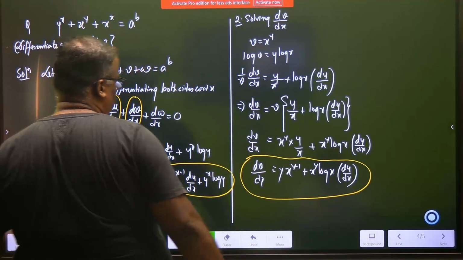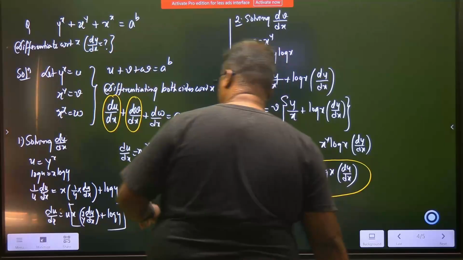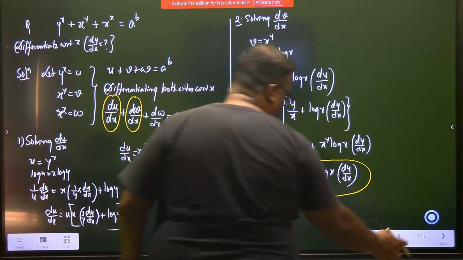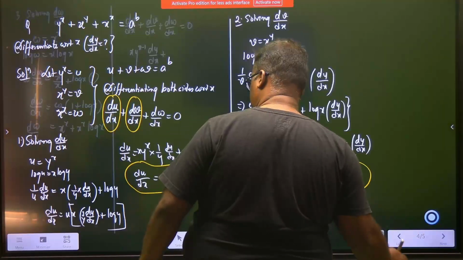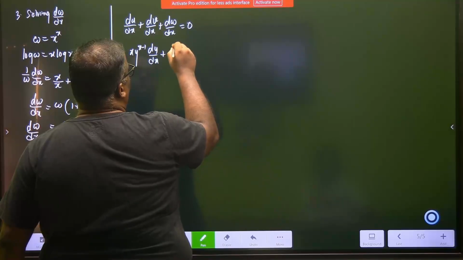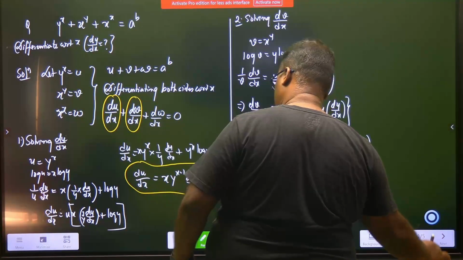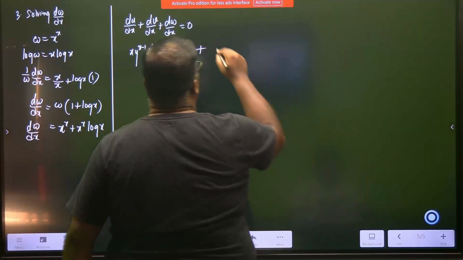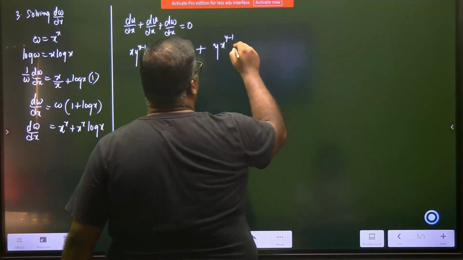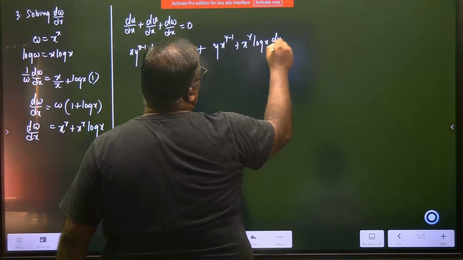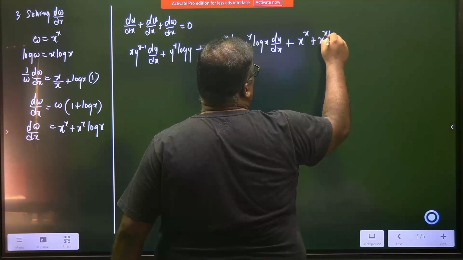This is x y to the power x minus 1. And then we have dy by dx times y to the power x log y, plus, for dv by dx, x y to the power x minus 1, plus y to the power x log y, times dy by dx plus x to the power x plus x to the power x log x is equal to 0.